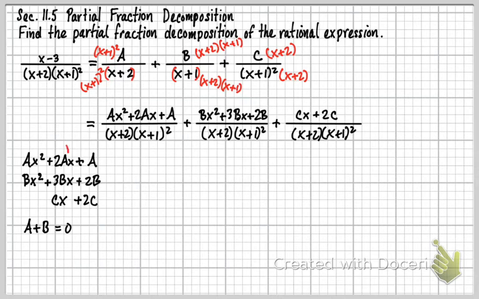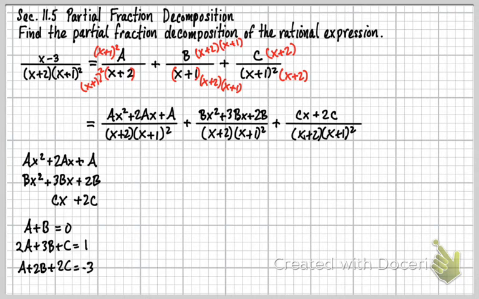And now I'm going to look at the middle column here. So those are my x's. So it's going to be 2a plus 3b plus c. And that's going to equal the number in front of the x, which is 1 because I don't see anything there. So it's understood to be a 1. So that's going to be 2a plus 3b plus c equals 1. Now for the last one, I have a plus 2b plus 2c, and that's going to equal negative 3. So that's going to be a plus 2b plus 2c equals negative 3.